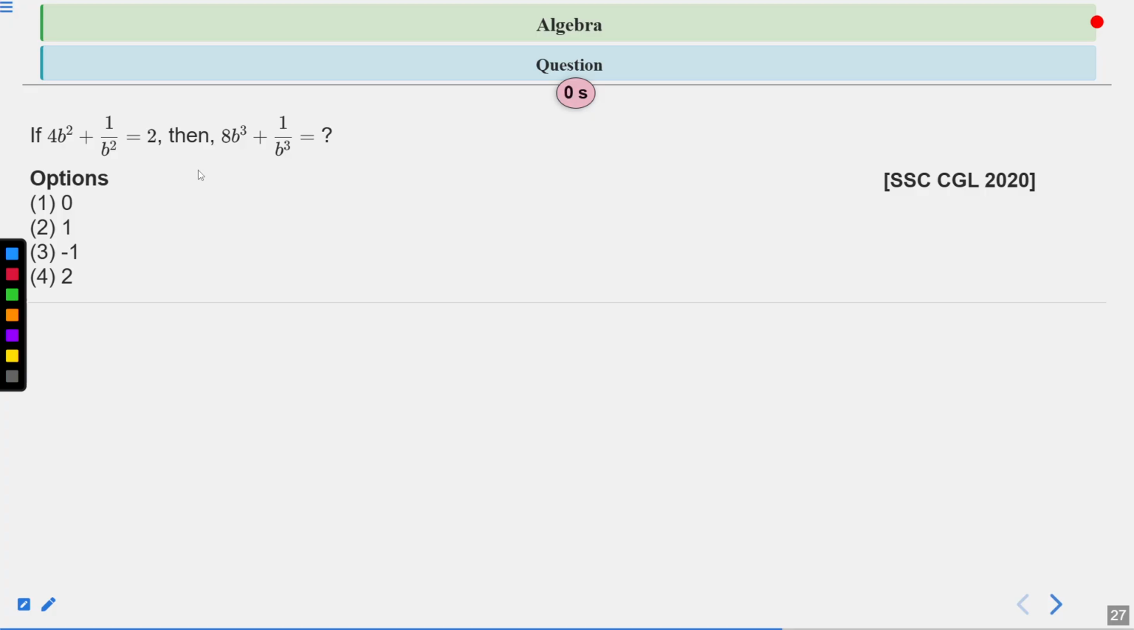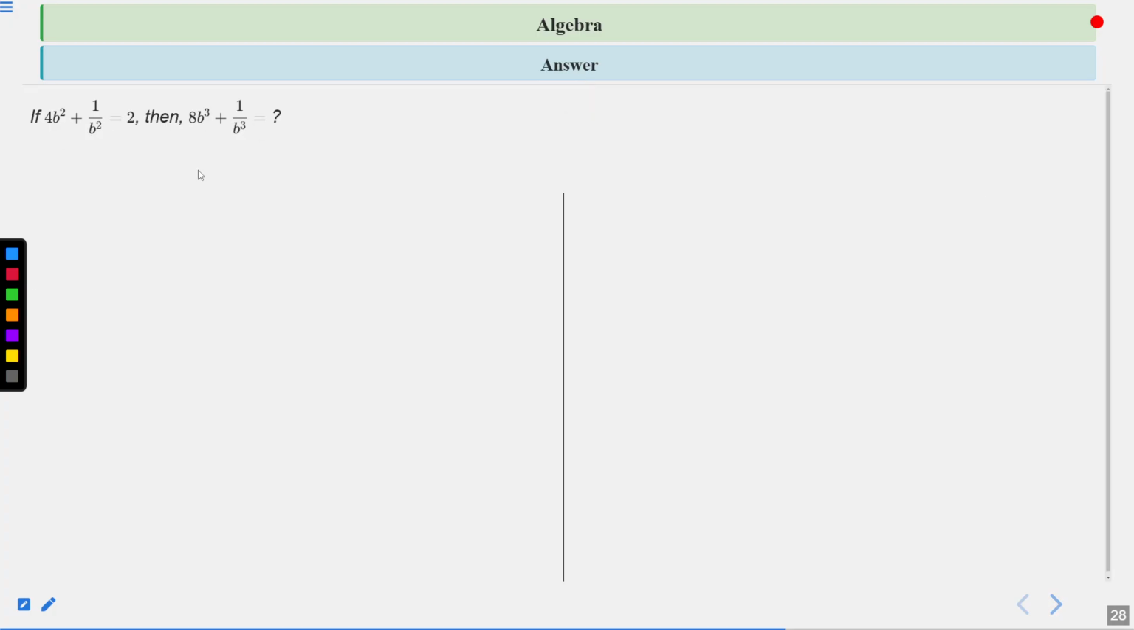Now time's up. Let's see the solution of this question. The question says that if 4b square plus 1 upon b square is equal to 2, then what is the value of 8b cube plus 1 upon b cube? We use the formula and simplify it. The correct answer of this question is the first one, which is 0. Now see the detailed solution using concept 19.1.5 in this question.